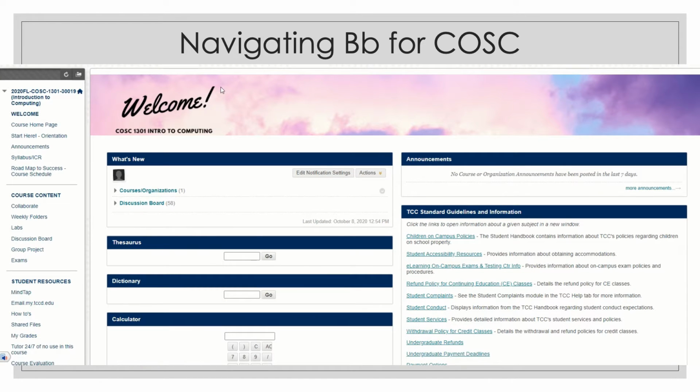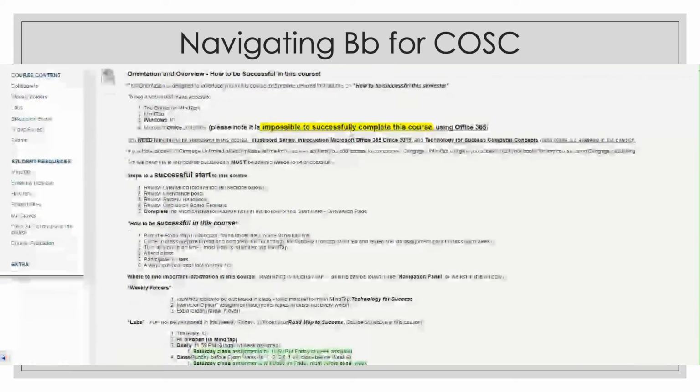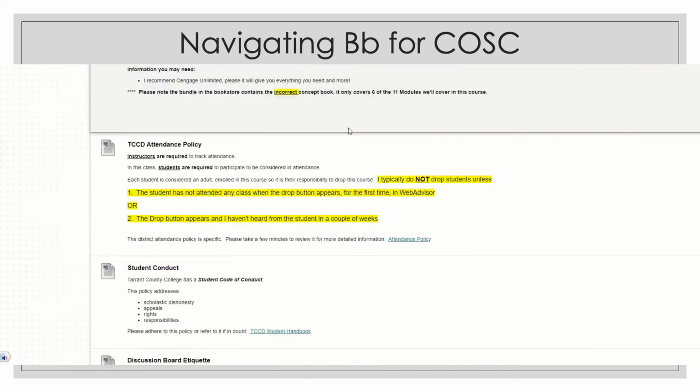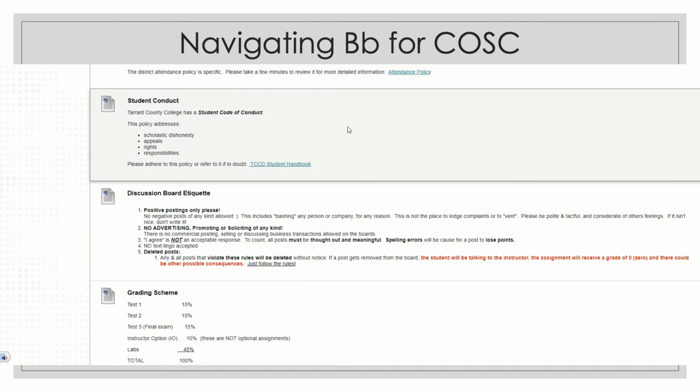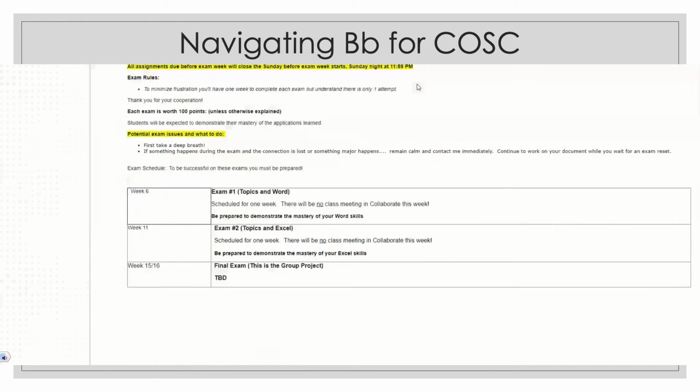So we're on the course homepage. I have a little banner saying, hey, welcome, glad you're here. The first thing you're going to want to do when you get into my class is take a look at this Start Here orientation. This section gives you an overview of the course, what textbooks are required, what my attendance policy is, what I expect out of you as a student, as well as discussion board etiquette so that you know how to follow the rules, and what my grading scheme is.